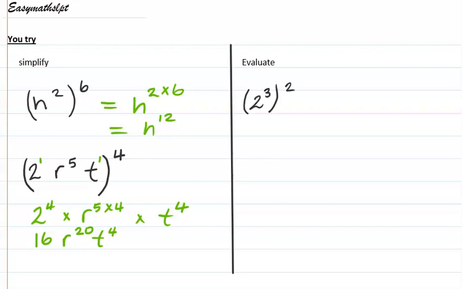Now this one asks us to evaluate, which means I need the value, not just in index form, not just in power form, what it actually is. So 2 to the third power raised to the second power is 2 to the 3 times 2, which is 2 to the sixth power. And 2 to the sixth power is the same thing as 2 multiplied by 2 multiplied by 2 multiplied by 2 multiplied by 2 multiplied by 2. Or you could simply put it in your calculator and you will get an answer of 64. Well done.